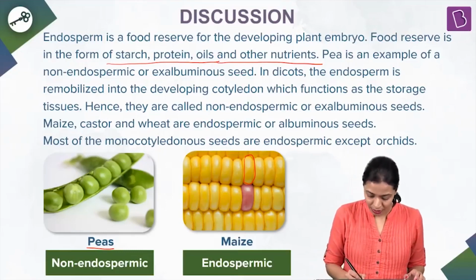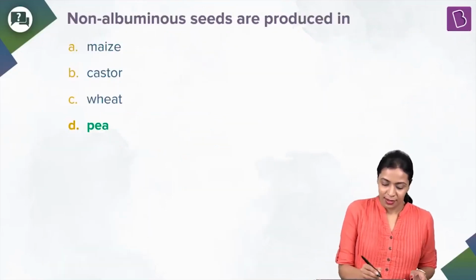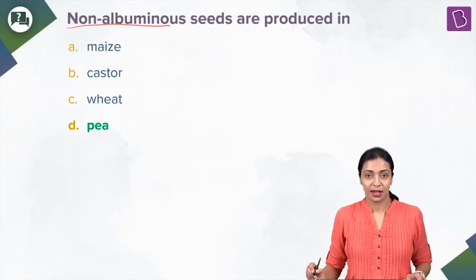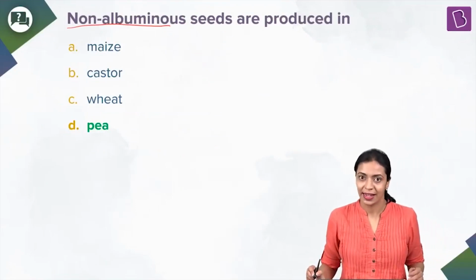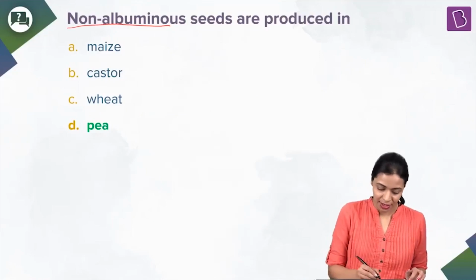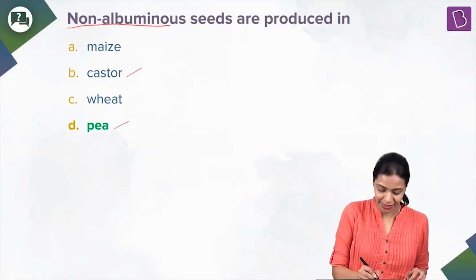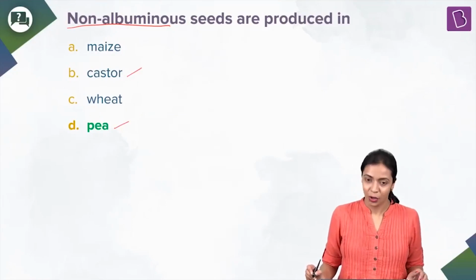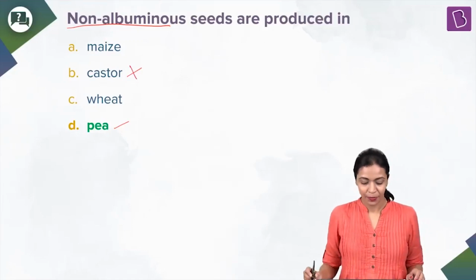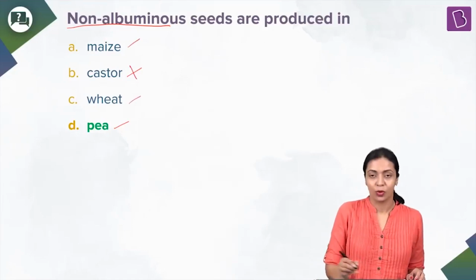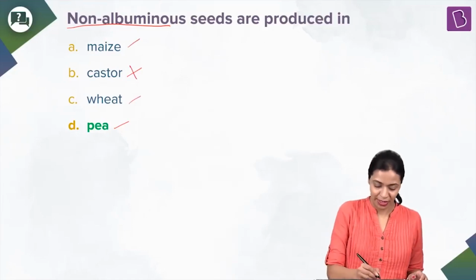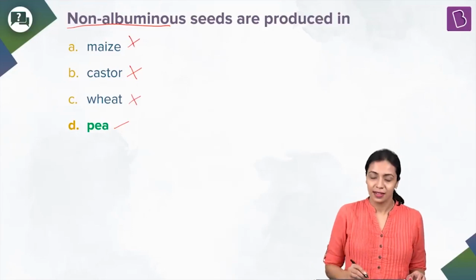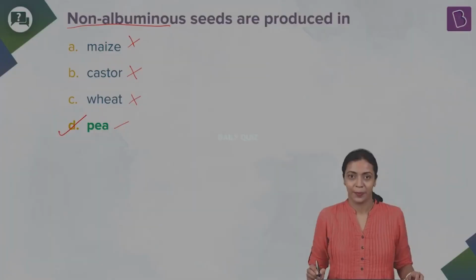So let us look at the options now. Since non-albuminous seeds are asked, you must look for options that have names of dicot plants. Here we have two dicot plants, pea and castor. I just mentioned that castor is an exception in dicots for being endospermic, so this is the wrong answer. Maize and wheat are both monocots and they are both endospermic, so they are also wrong. So the correct answer is option D, pea.